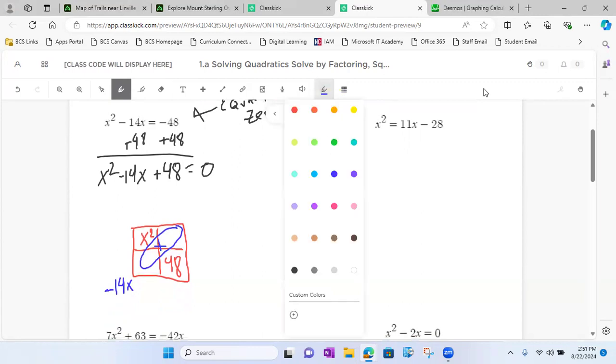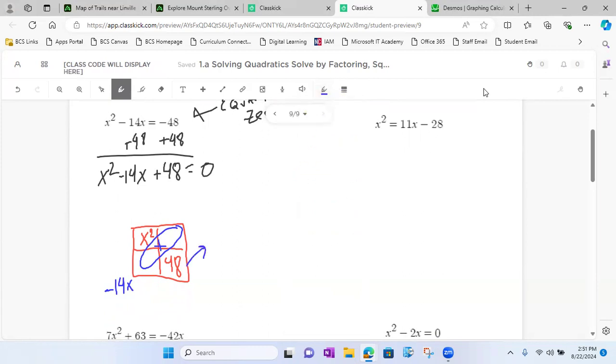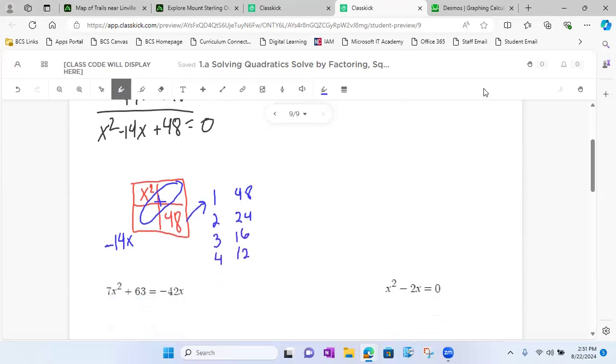So let's go ahead and start making our list. I'm going to find numbers that multiply to 48, and you can use Desmos to start guessing some of those numbers, or you can just start going. I like to start at 1, and then I build up. I know 2 times 24 is 48. I know 3 times 16 is 48. I know 4 times 12 is 48. I know 6 times 8 is 48.